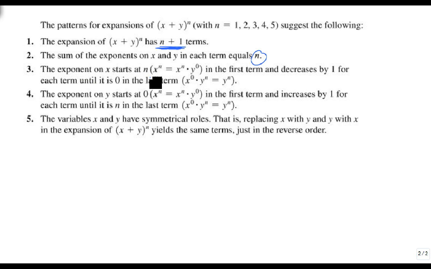The exponent starts at x to the n and y to the 0 for the first term, and it ends with a 0 on the x and an n on the y. So it goes down by 1 on one and up by 1 on the other. And that's 3 and 4 together.